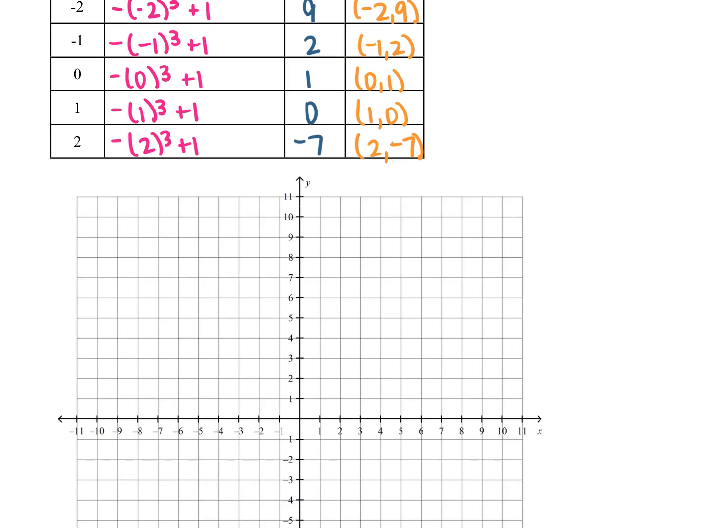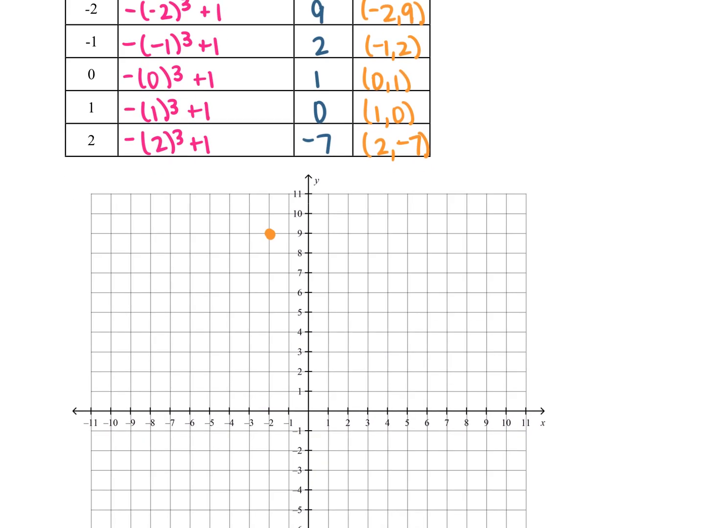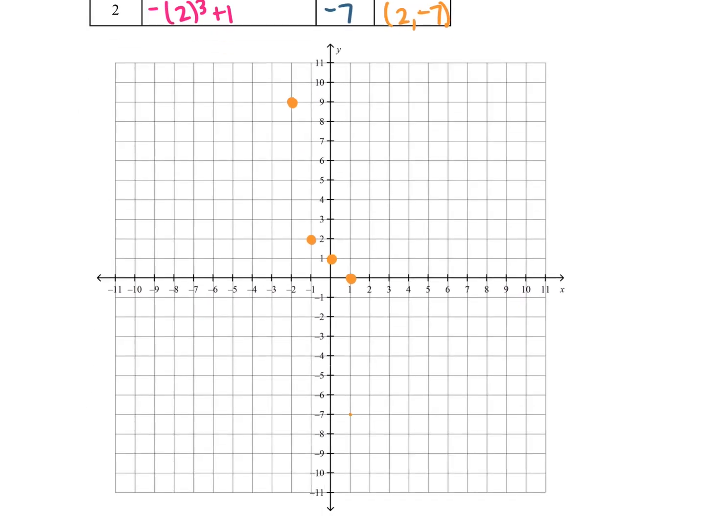So negative 2, 9 is here. Then we have negative 1, 2. So that's here. 0, 1, 1, 0, and 2, negative 7. So we're going to go up and to the left, down and to the right.